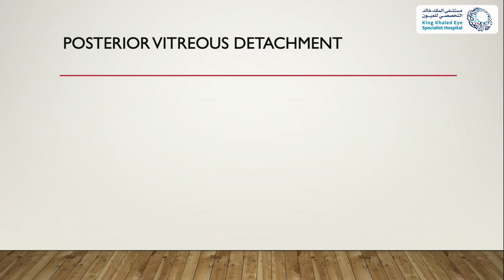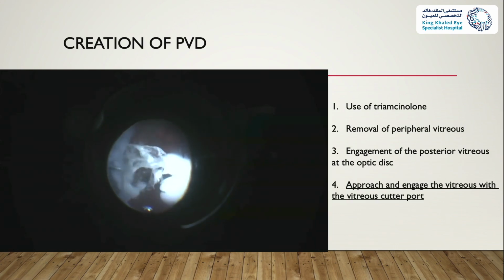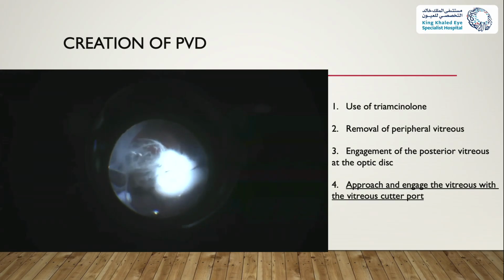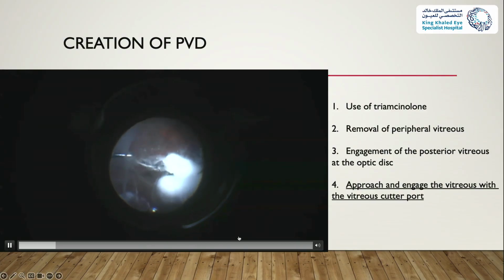So I'm going to talk about a very common procedure, creating a posterior vitreous detachment. I just wanted to do this simply because there might be a bit of technique that people do. So using triamcinolone helps to identify the vitreous, and it allows you to see if it's still attached to the back of the eye. But I wanted to show you.